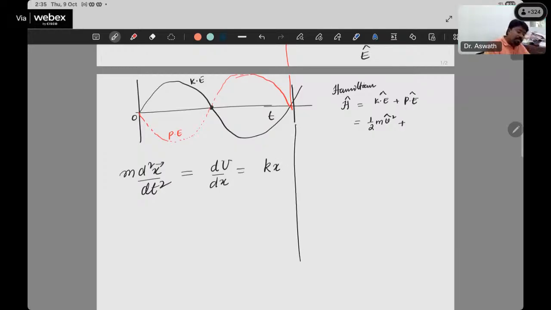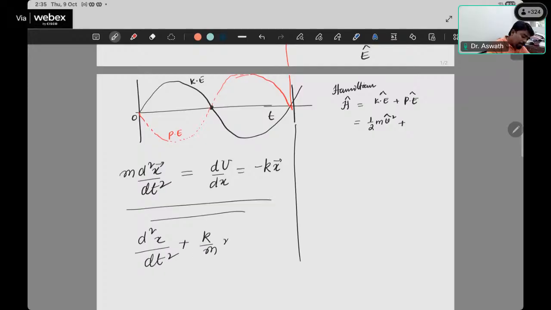So this is a classical system for you. It is also applicable in a quantum system, and I'll tell you when we come to applications. Now we have the equation. There is a minus sign because it always opposes. If I write this equation as a second order differential equation, it is d²x/dt² = -(k/m) x.